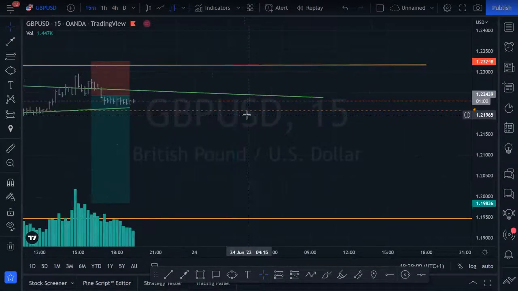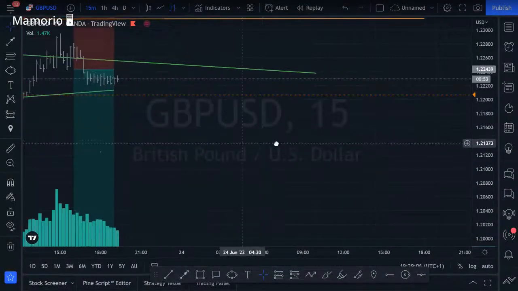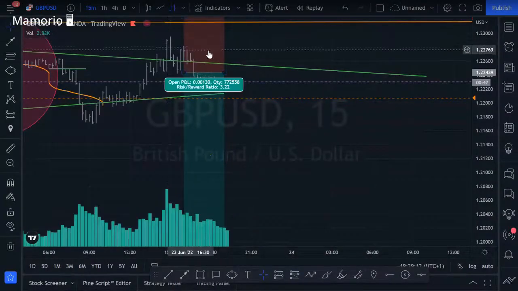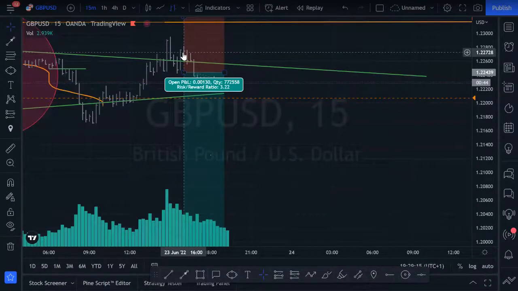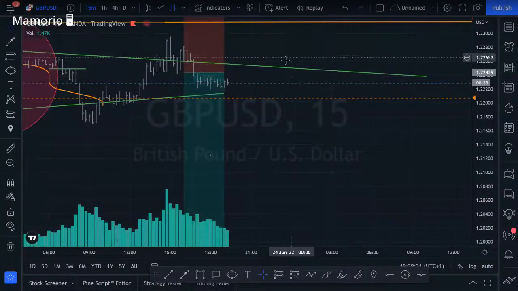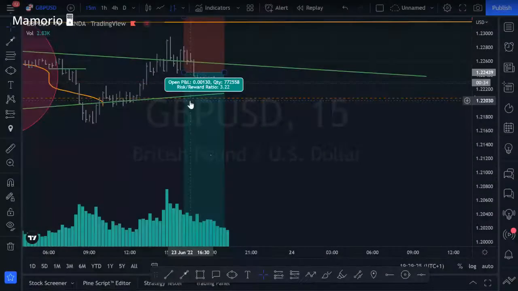So at M15, what can I say about M15? M15, the story is the same. We are overbought. We have been overbought again. Another sign of weakness, so expecting lower prices.